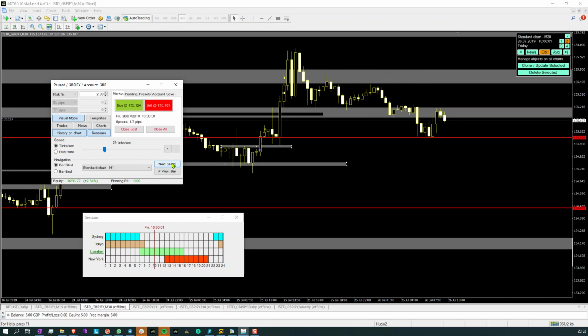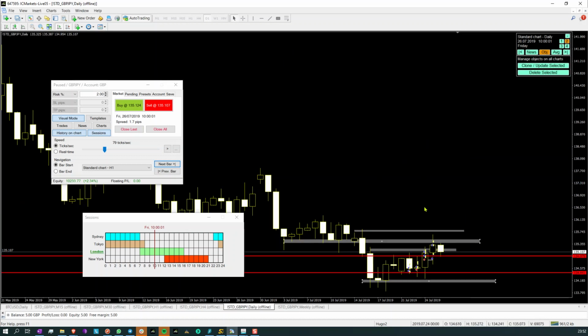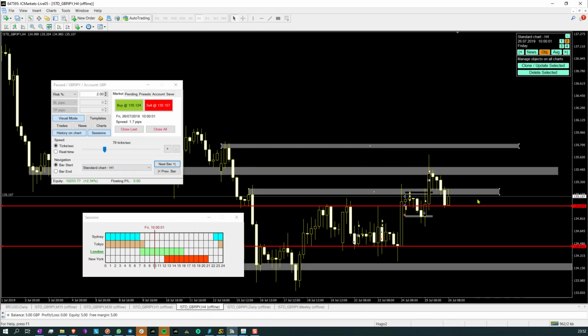Friday now. So yeah, we end up false breaking that daily zone, and closing below this zone here. Now we are daily still bullish, but yeah, 4 hour is creating support here. Now he's moving back up. Let's see how it's going to happen.